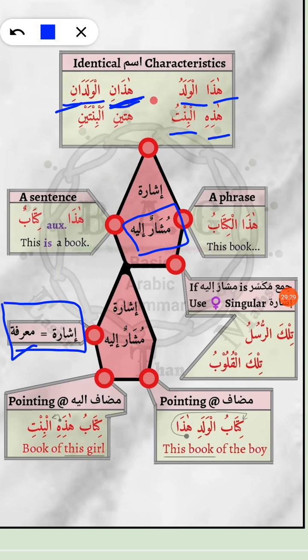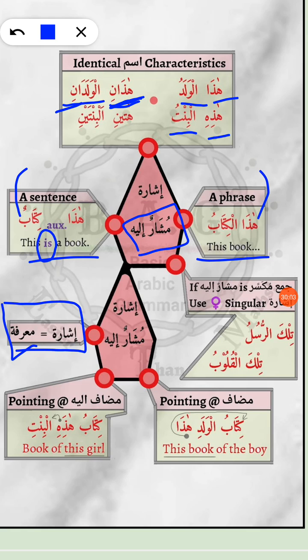Now, how can you differentiate between a phrase and a sentence is something that we also studied here. A phrase is something that gives you incomplete information. For example, this book. So you're waiting for more information regarding this. And a sentence is the one that gives you complete information. For example, this is a book. The only difference between this and this is the presence of this auxiliary verb. This is a book. So how do you differentiate between them?